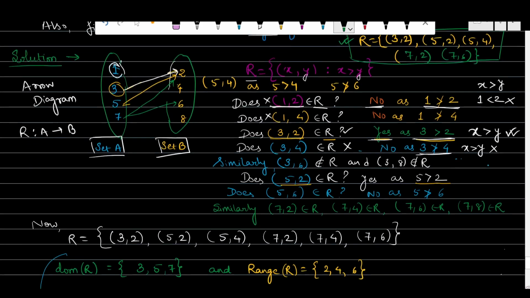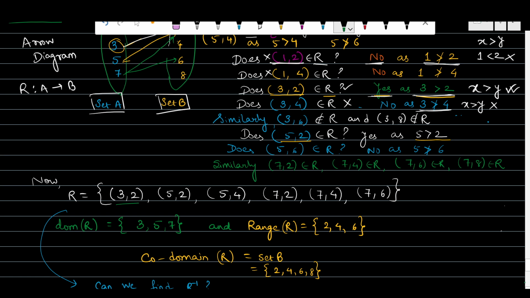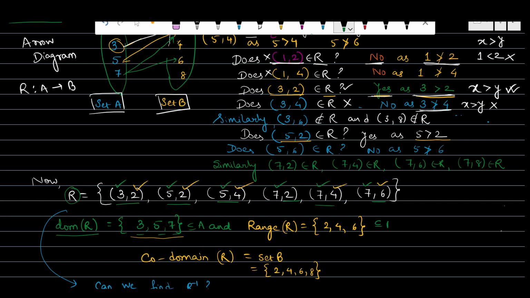Similarly, this is our R: (3, 2), (5, 2), (5, 4), (7, 2), (7, 4) and (7, 6). Now how do we find the domain and range of this relation R? The domain of R, by the definition we have learned, is the set of all first components. So {3, 5, 7} is the domain of R, and the range of R is the set of all second components, {2, 4, 6}. You can clearly see here that the domain of R is again a subset of A, and the range of R is again a subset of B.